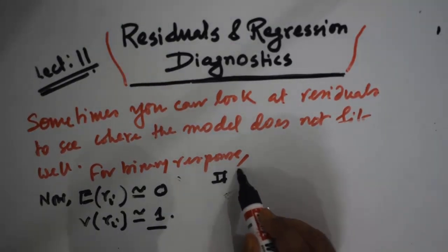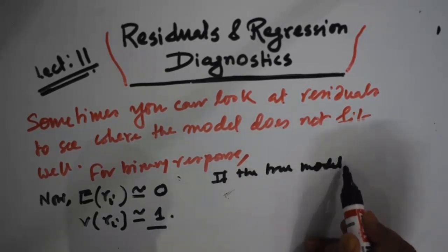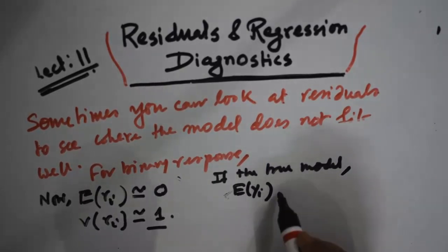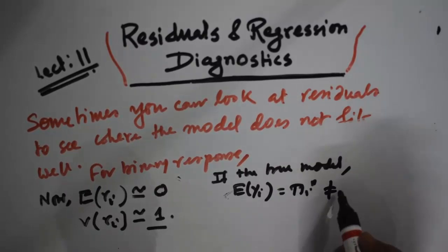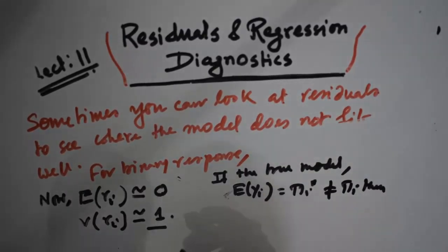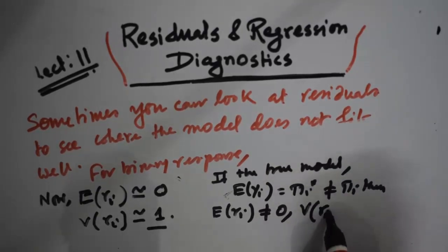If the true model expectation yi equal to pi_i star not equal to pi_i, then expectation Ri not equal to 0 and variance of Ri not equal to 1.